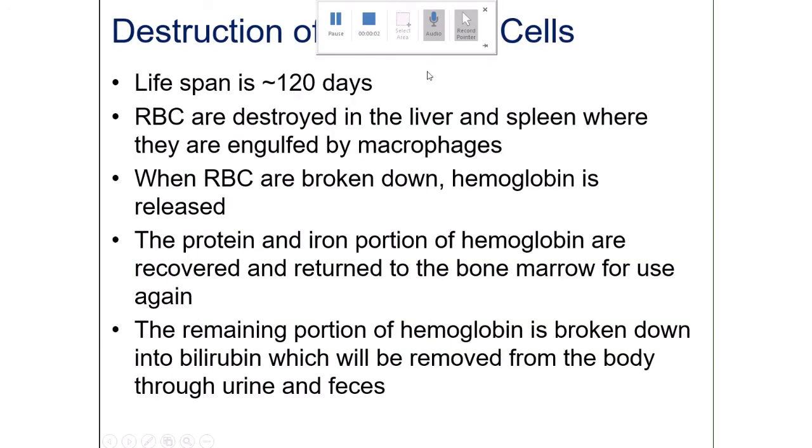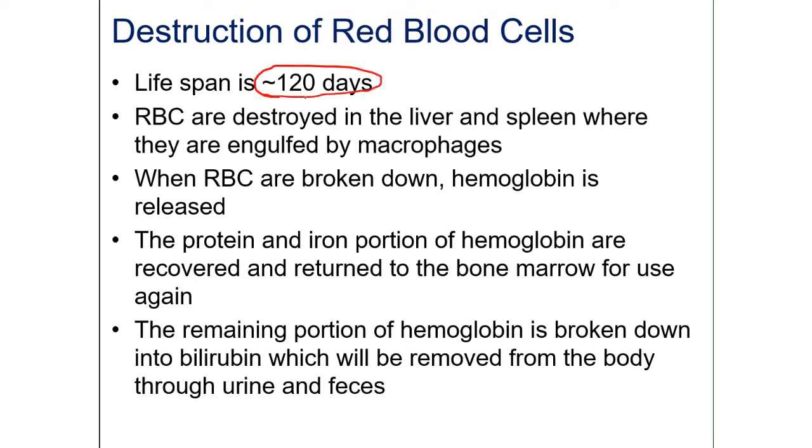So a typical red cell is going to have a lifespan of about 120 days. So that's roughly 3 to 4 months. And when the red cells are too old, they will be trapped in the liver or the spleen, where they will be eaten up by a type of white cells called macrophage. We're going to look more into macrophage later.